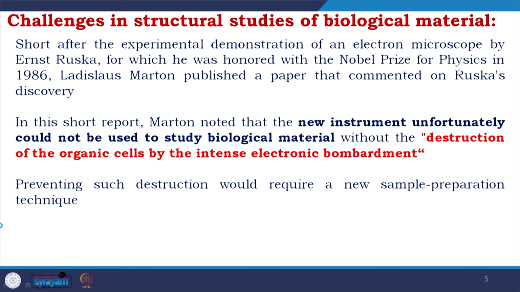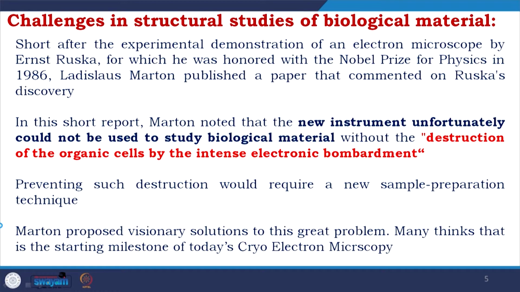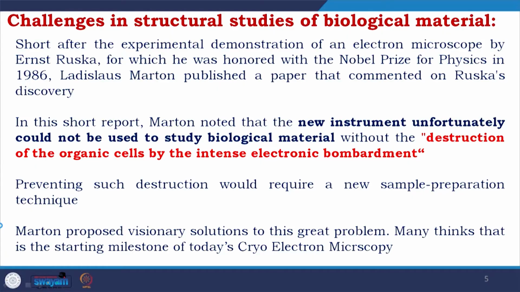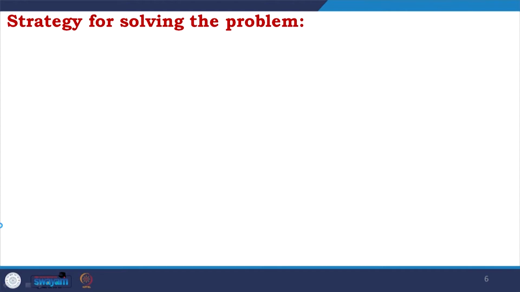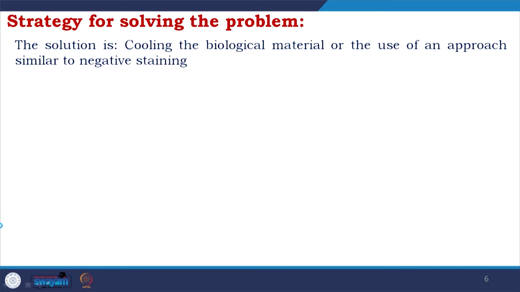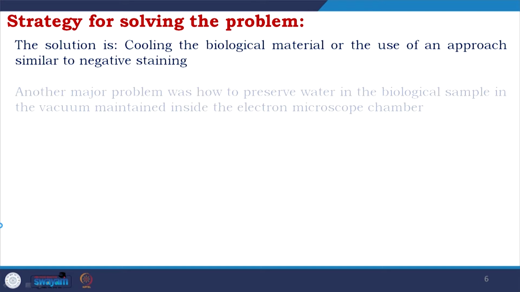Martin is the first one who talked about how, with alternative sample preparation, we could start getting information about the biological sample using the electron microscope. Martin proposed a visionary solution to this great problem. Many think it is the starting milestone of today's cryo-electron microscopy, solving atomic structure. So, the strategy, the solution: cooling the biological material, or the use of an approach similar to negative staining. So, he was first talking about cooling, the key concept to cryo-electron microscopy.